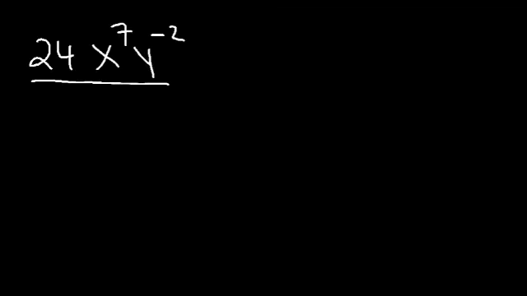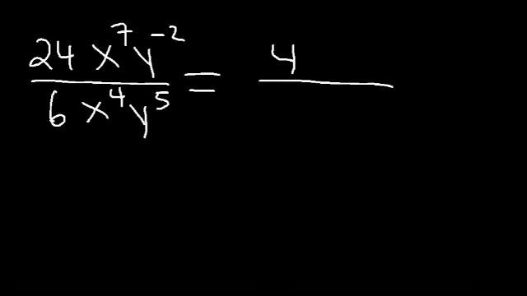Now, what if we have a problem that looks like this? 24x to the 7 y to the negative 2, divided by 6x to the 4 y to the 5th. What's the answer? So we need to divide. Let's divide 24 by 6. 24 divided by 6 is 4.